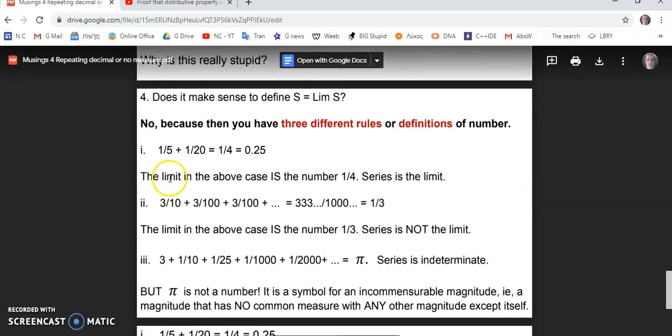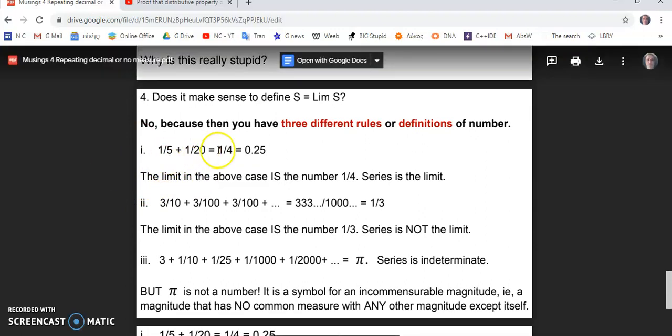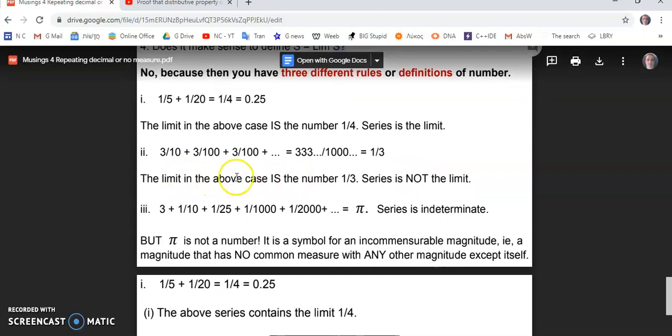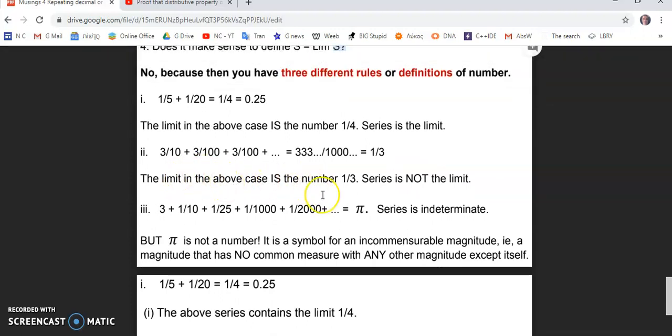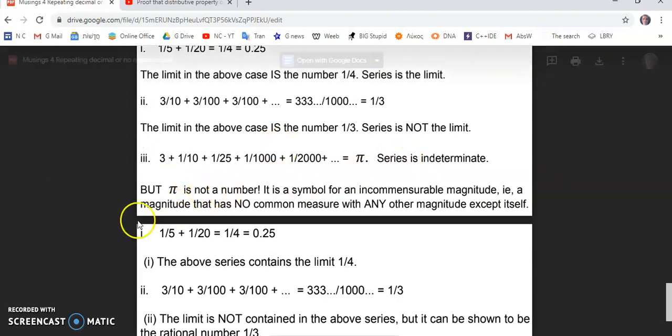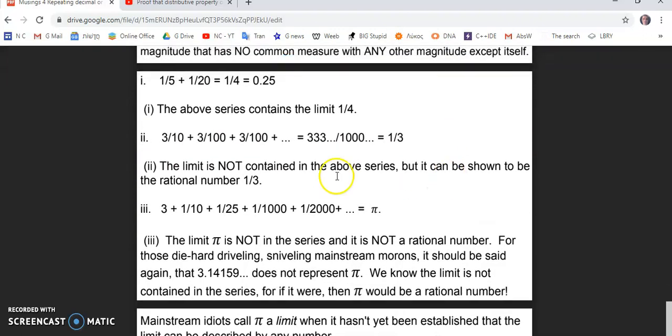So why is this really stupid and absurd? Because you end up having three different rules if you adopt S is equal to lim S. The first rule says that the series, in this case, is the number a quarter, okay, and the series is the limit. The second one says the limit is not in the series, and it is the number a third, okay, so the series is not the limit. And the last one, it's indeterminate because pi is not a number, it is a symbol for an incommensurable magnitude.